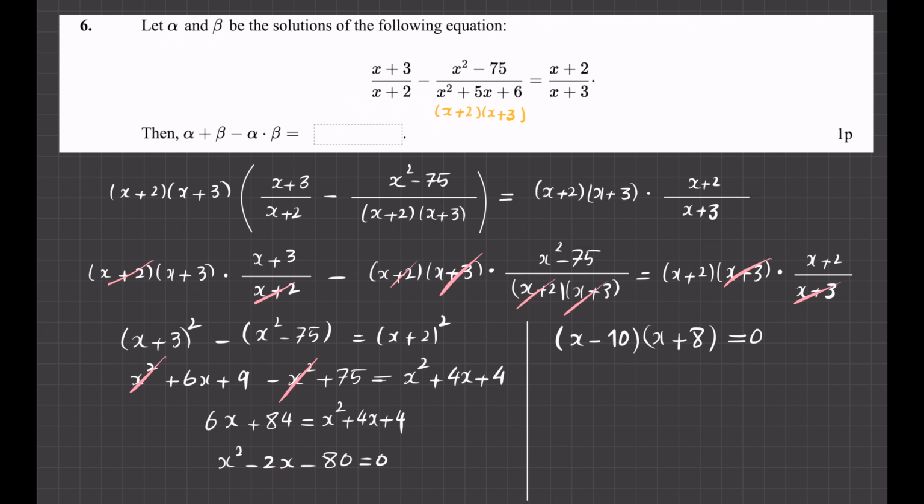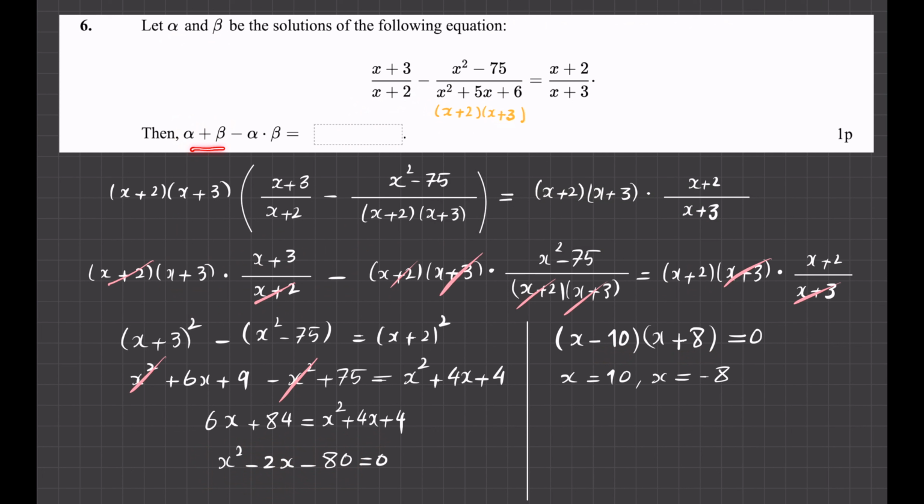Okay, let us double check again. So minus 10 plus 8 is minus 2, that's correct. Minus 10 times 8 is minus 80, that's correct. So that is correct. So it means that I have two answers. One of them is 10, the other one is minus 8. So one of them is indeed alpha, one of them is beta.